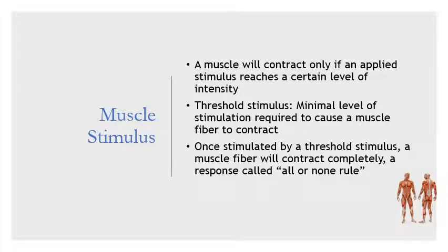Okay, muscle stimulus. A muscle can contract only, underlined, only if an applied stimulus reaches a certain level of intensity. So that is called a threshold stimulus. So that's the minimum level of stimulation required to cause a muscle fiber to contract. So once the stimulation has reached this threshold, a muscle fiber will contract completely, and this response is called all or nothing, or the all or none rule.